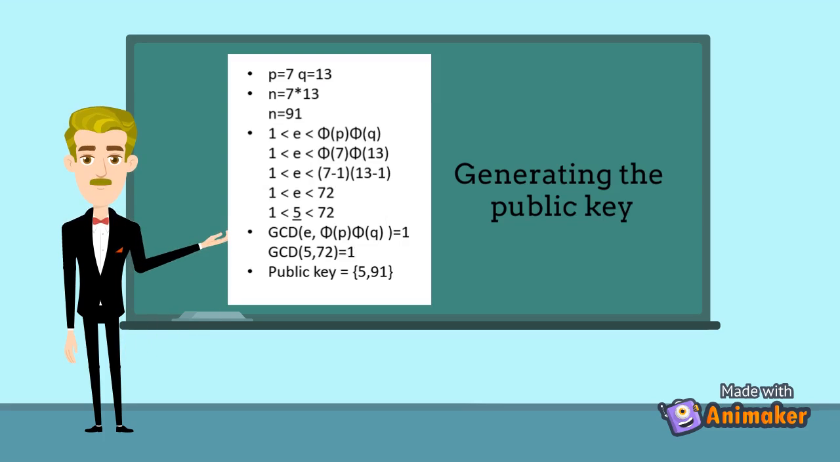For example, first, I assign 7 to P and 13 to Q. Second, the product of 7 and 13 is 91, so n is equal to 91. Third, I chose 5 to assign to E since 5 is greater than 1 but less than and not a factor of 72. Fourth, their greatest common divisor is 1. So the public key is 5, 91.